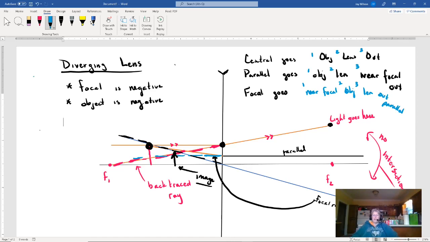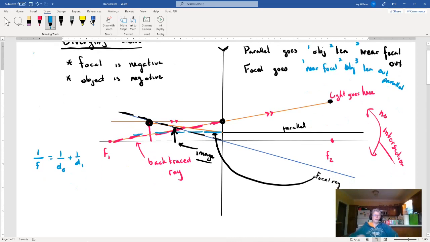And yes, you're going to back trace these. So let's do the math here. 1 over F equals 1 over DO plus 1 over DI. Let's give some numbers. Let's make the focal distance 20 centimeters. The object is going to be 12 centimeters. So focal is negative 1/20. Object is 1/12. You'll notice these are both over here on the same side.